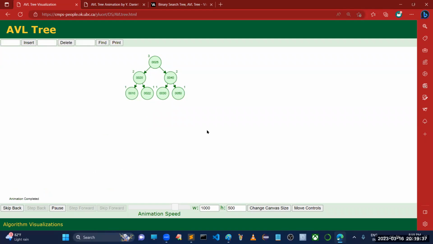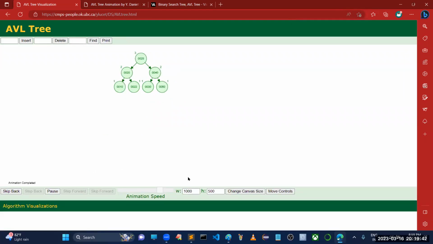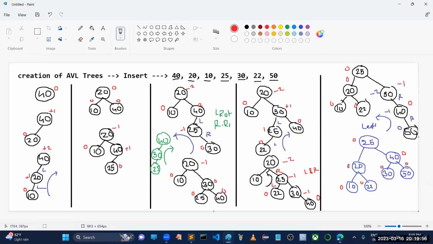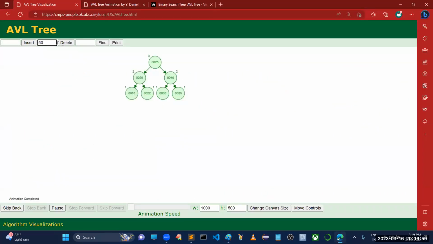Okay, I think you people got clear clarity about this. If you want detail, just try to remove all these things and check how it is going to work. The last inserted node is 50, right? I reduced the animation speed and you can see how it is going to be deleted. Once it is deleted, there is an imbalance, and it will check how it is going to be balanced.